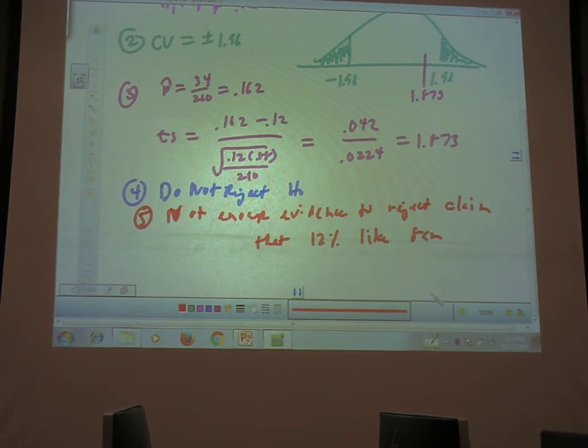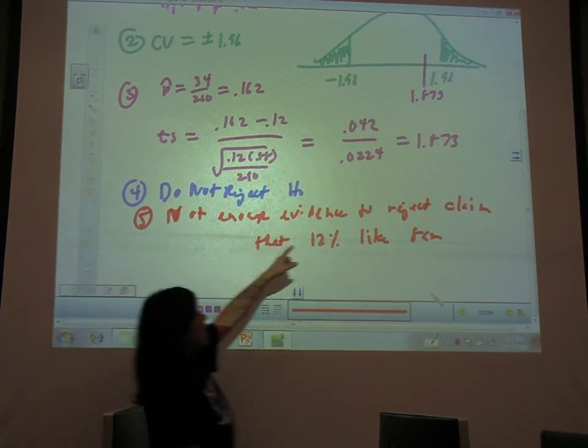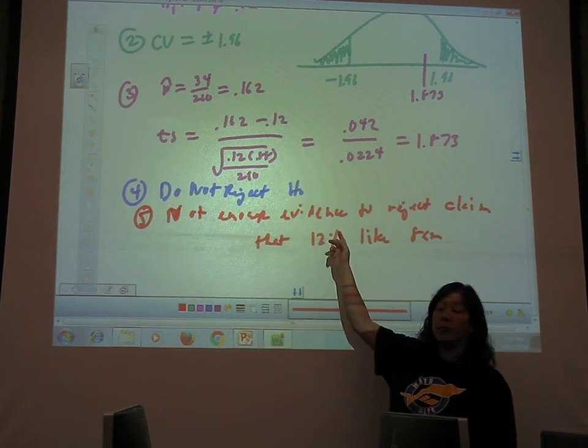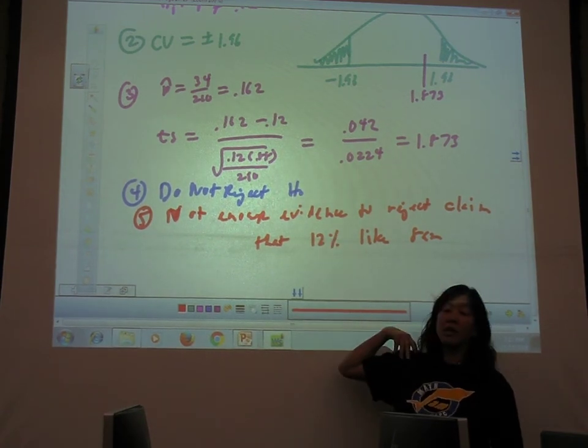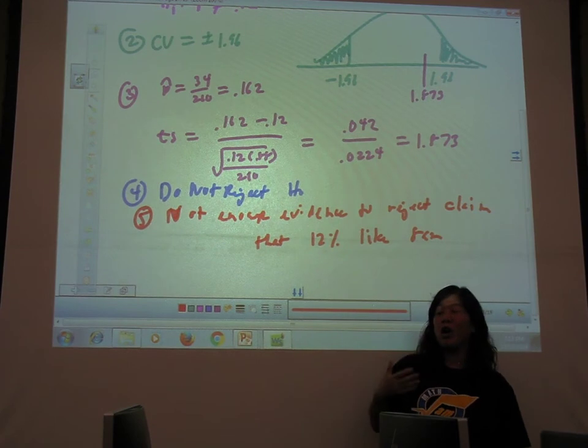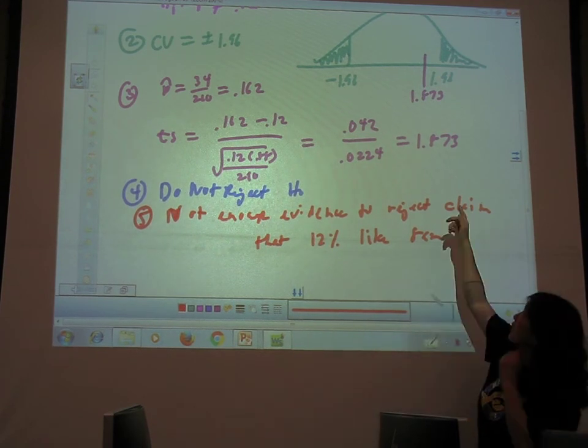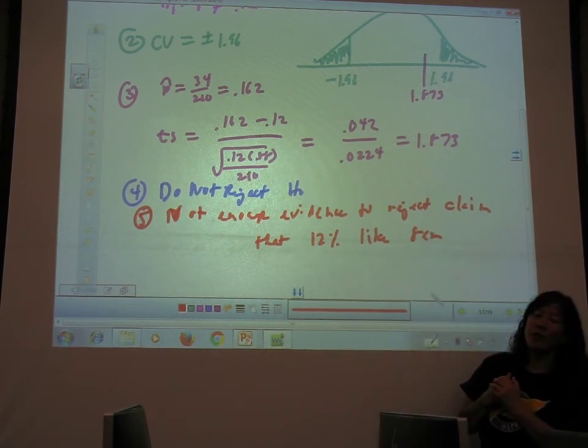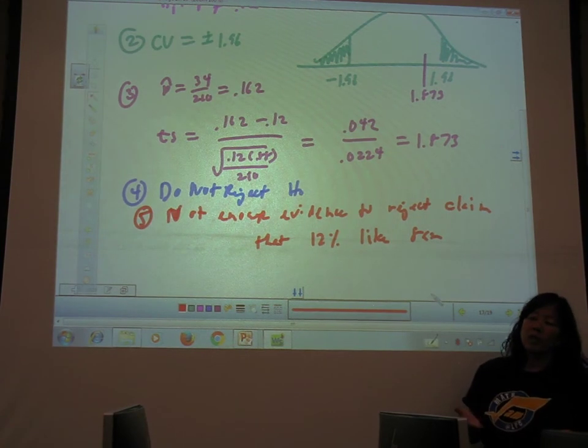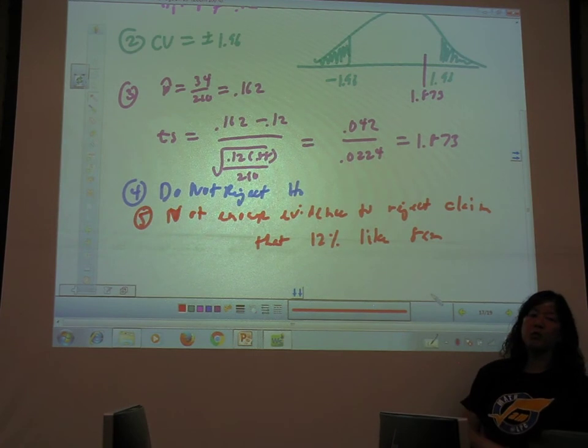Now, so not enough evidence to reject my claim, not support my claim, because it looks like my claim is probably wrong. I mean, 16% is kind of far over, but I don't have enough evidence to reject it. My claim is probably not correct. I would need to take a little larger sample so I can reject it.